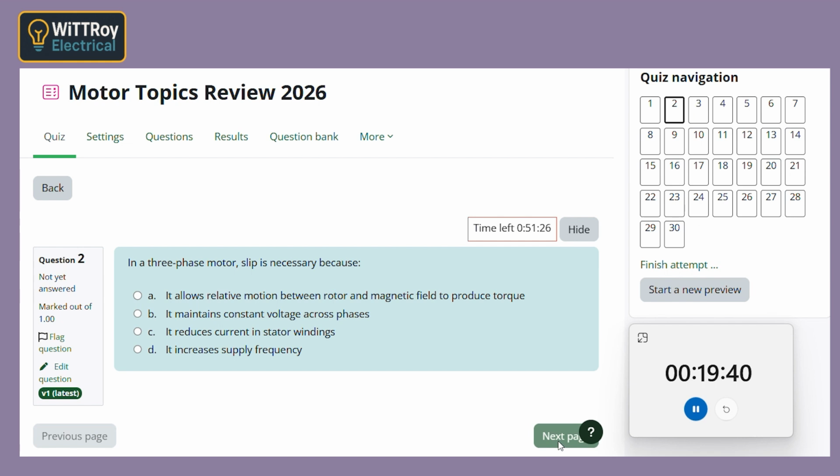So more slip means more interaction? Yes, more slip increases induced rotor current, which increases torque up to a point. So slip is linked to load. Exactly. The motor adjusts slip depending on load demand. The other options are wrong because slip does not exist to reduce current, it does not increase supply frequency, and it does not control voltage.